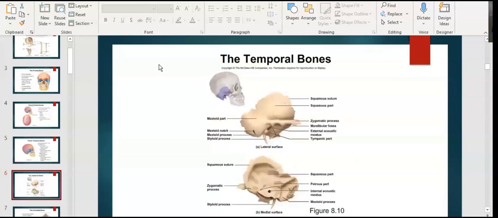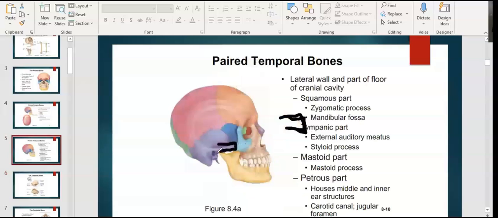So then what is this part right here that is the pointy part that I was telling you? This is going to be called the styloid process. What is this one that is actually big like that? This is going to be the mastoid process. This one right here is going to be the zygomatic process. And what is this right here? This is where the hole for our ears is, that's going to be called the external acoustic meatus. That right there is this going towards your face right there.